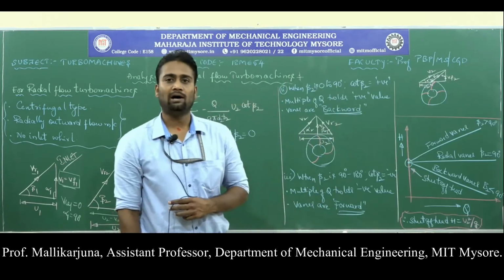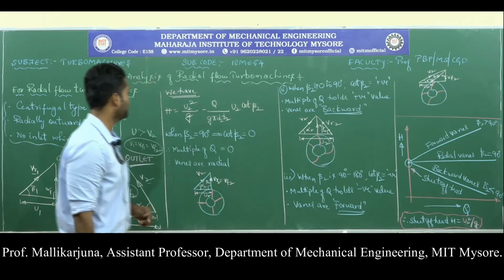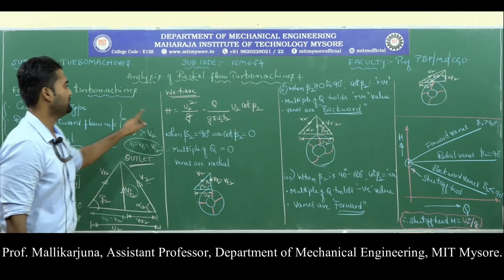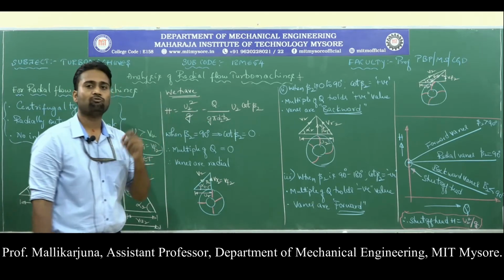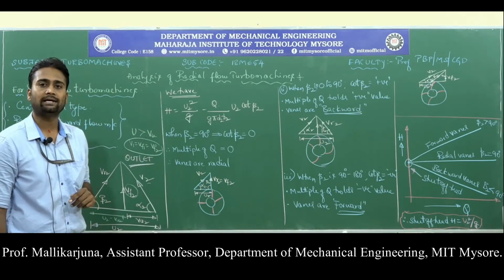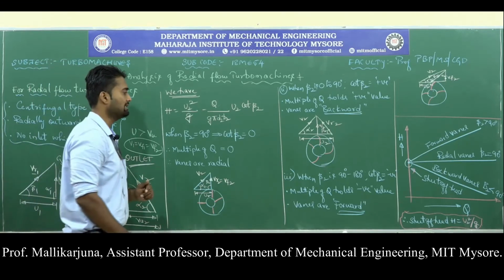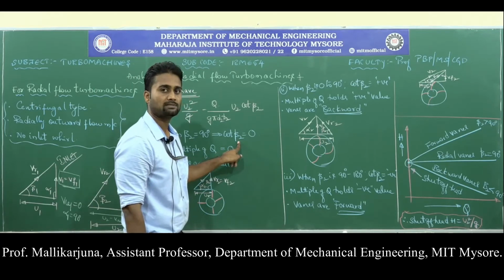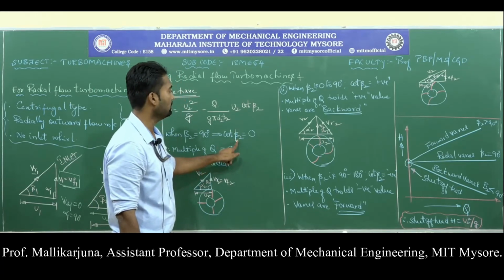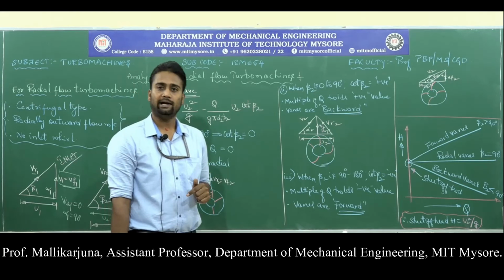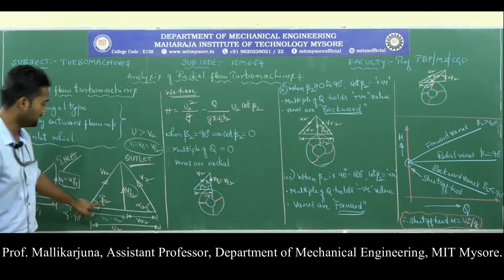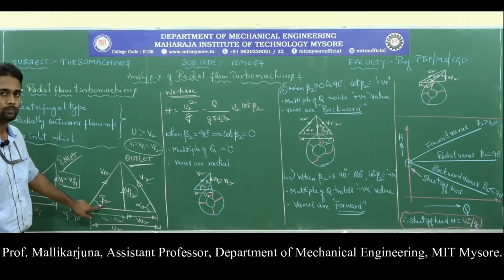Okay, so now let us look into the dependency of H on Q for various blade outlet angles. Various blade outlet angles, in the sense what? I will be looking into beta 2, the various blade angles, and how this beta 2 is going to affect the head as well as the discharge. So now I will be concentrating on this beta 2.